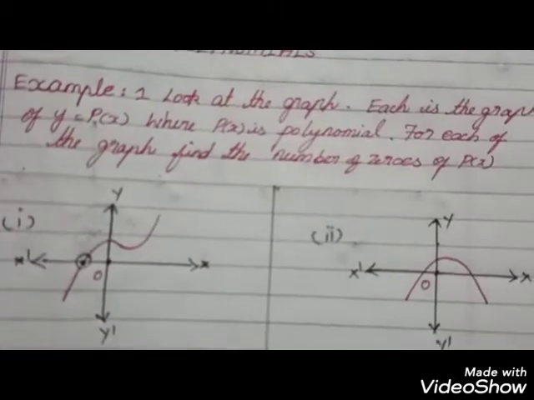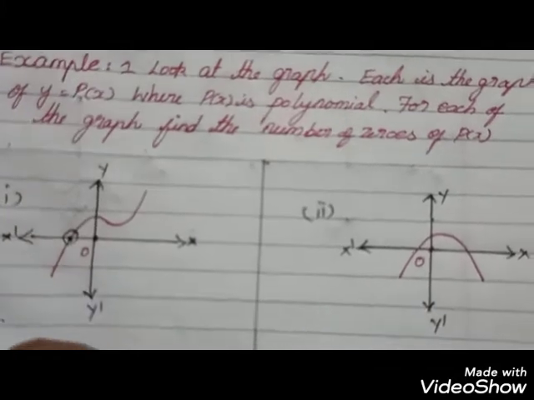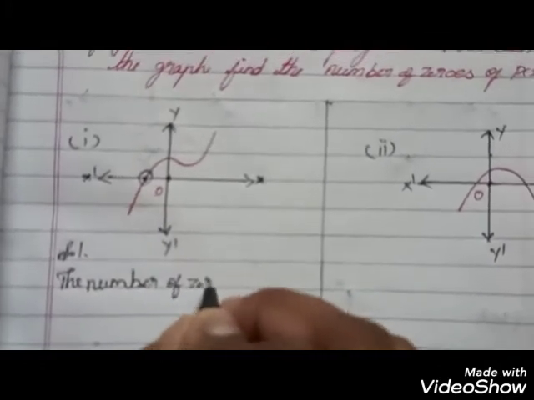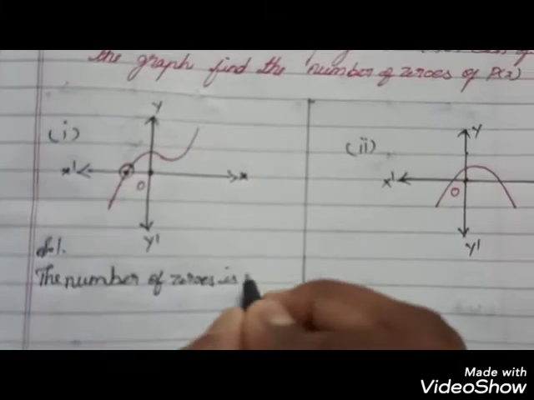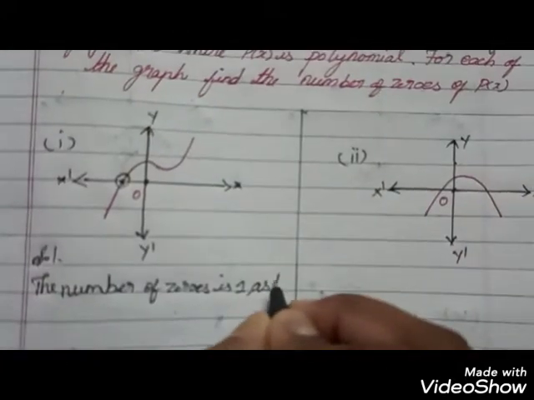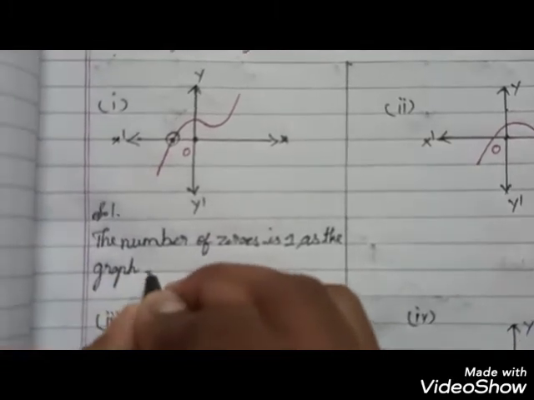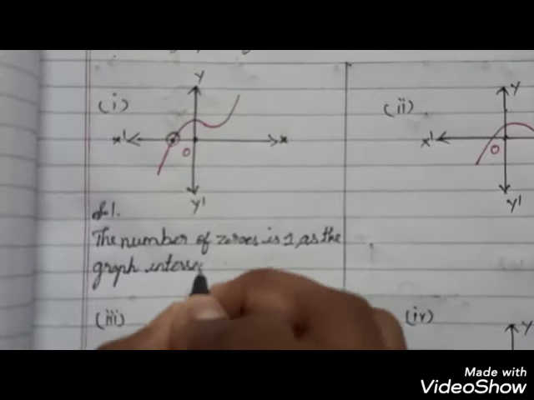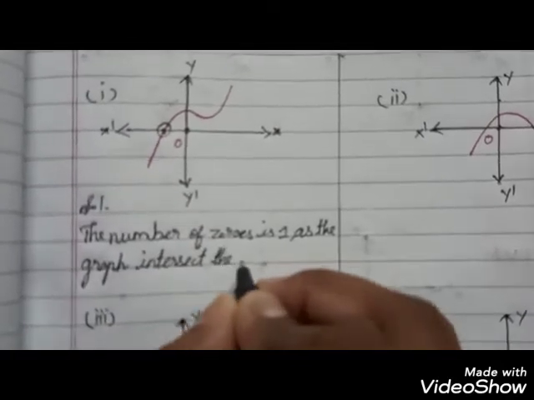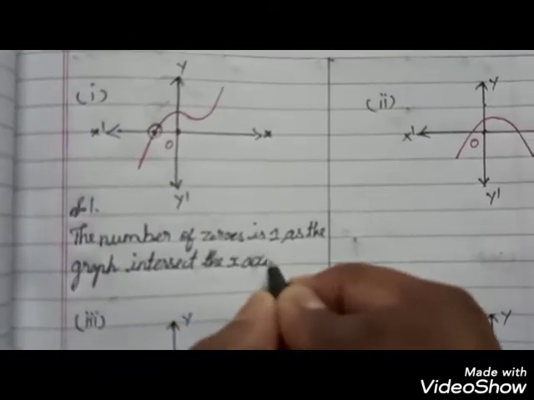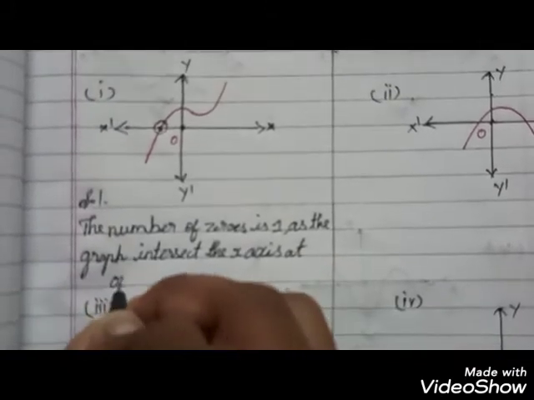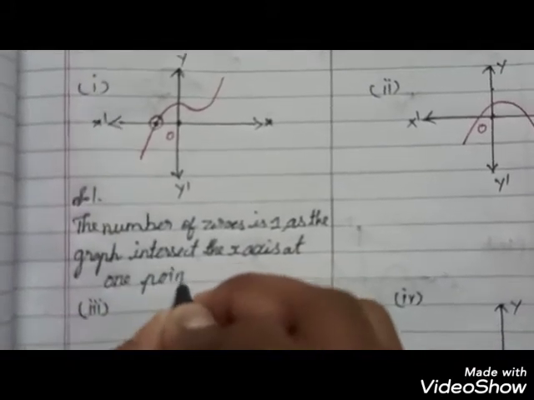So directly we write the solution. The number of zeros is 1 as the graph intersects the x-axis at 1 point. So we say the number of zeros is 1.